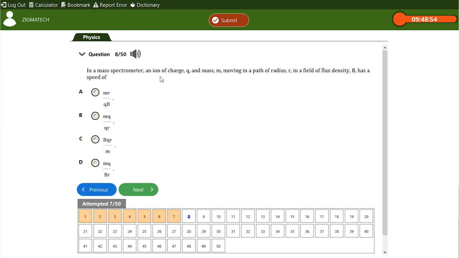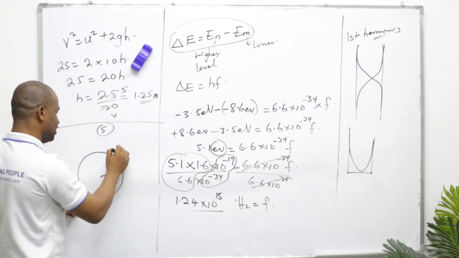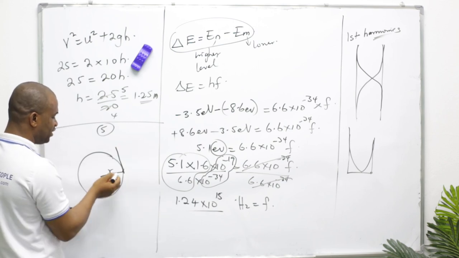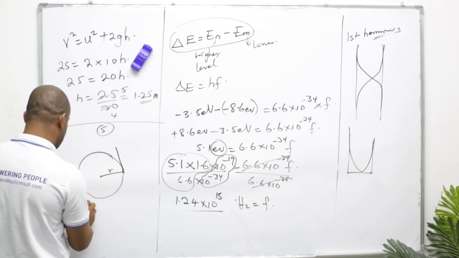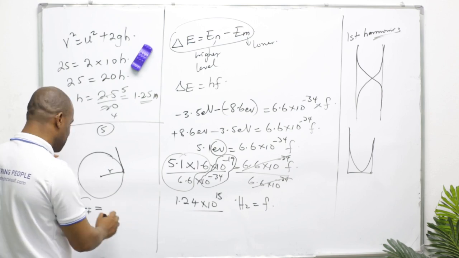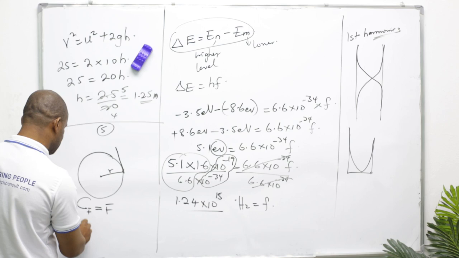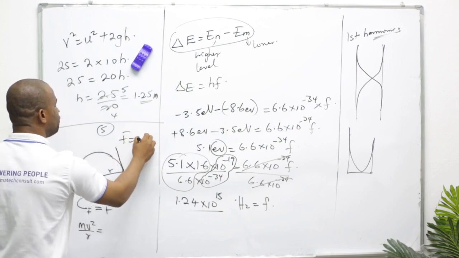In a mass spectrometer, an ion of charge Q and mass M moves in a path of radius R in a field of flux density B. It has a speed of... When a body is moving in a circular path with this R, there must be a tangential velocity. Two forces must be there: the centripetal force must be equal to the force of the magnetic field. They must be equal. So mv squared over r, which is the centripetal force, must be equal to that force, qvB.